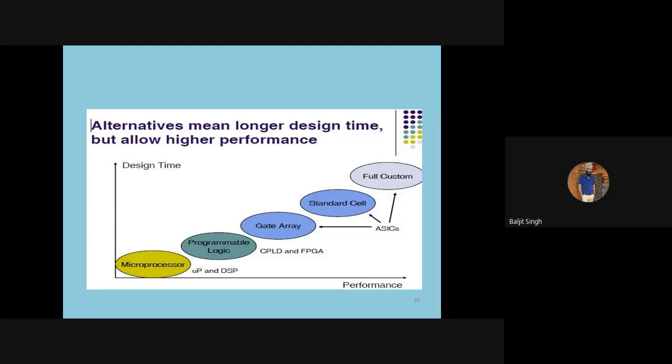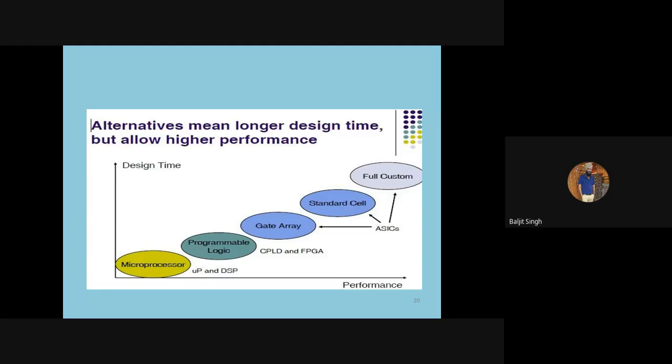Then comes the programmable logic. The programmable logic devices, like CPLDs, complex programmable logic devices, and FPGAs, field programmable gate arrays. PLD devices are much more complex than the basic microprocessors. So they are better in performance also, but they require more time in their design. Somewhat more complex are the gate arrays. They are much better in performance than even PLDs, and their design time is also accordingly higher.